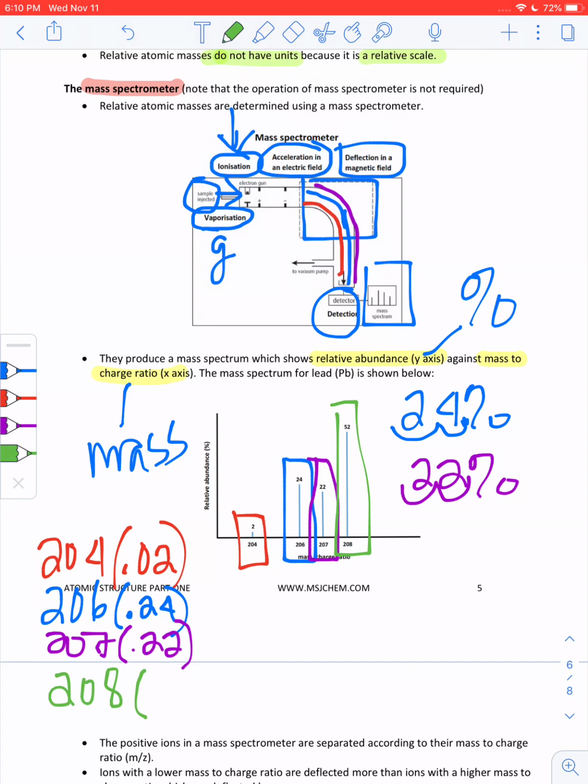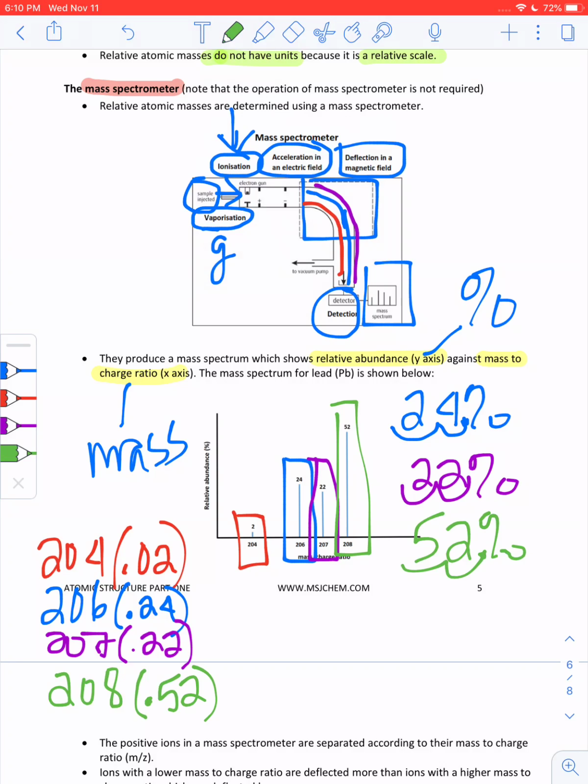Times, now this one, the percent is 52%. And so that one, if I move the decimal back twice, that makes it 0.52. So for every isotope in your sample, so on this graph we had 4. It might not always be 4. It might be 2. It might be 3. It might be 8. Okay, it just depends on the element.